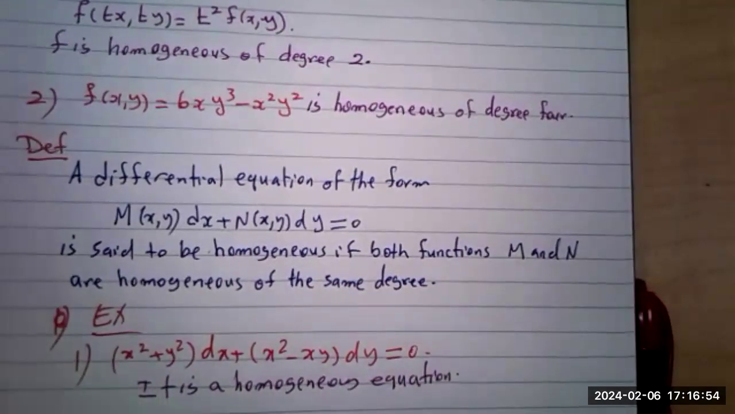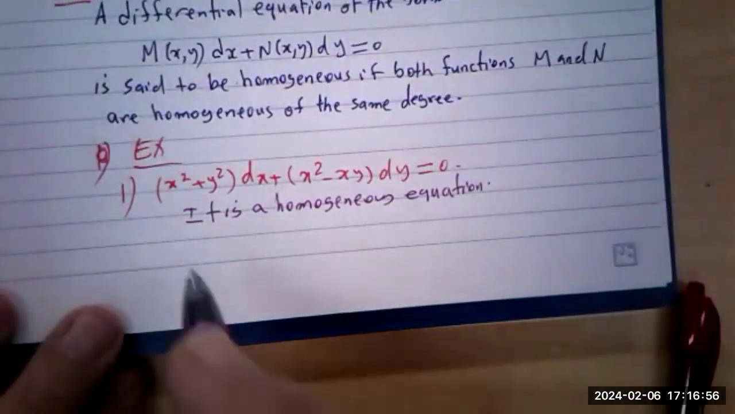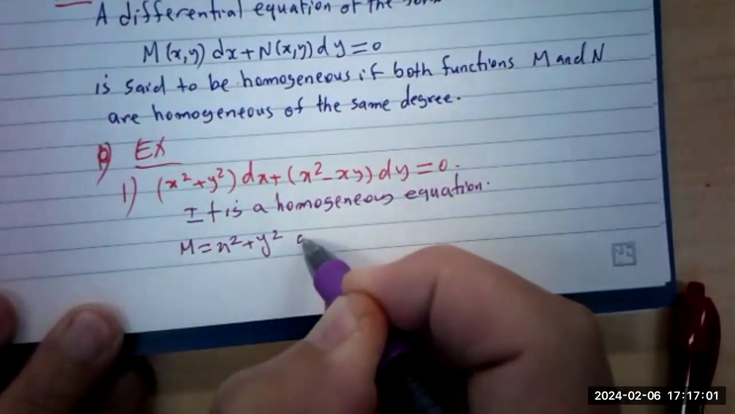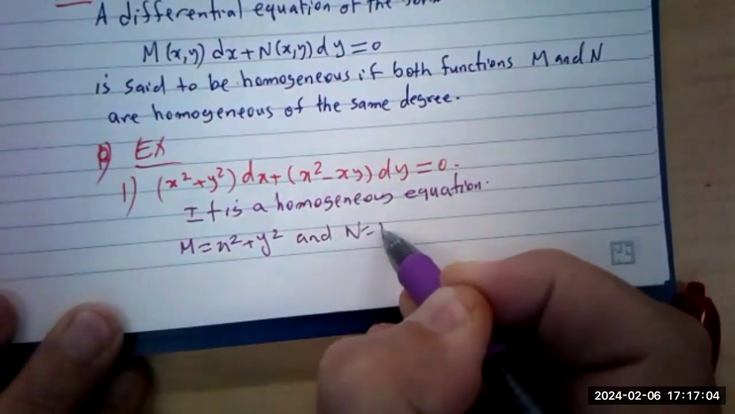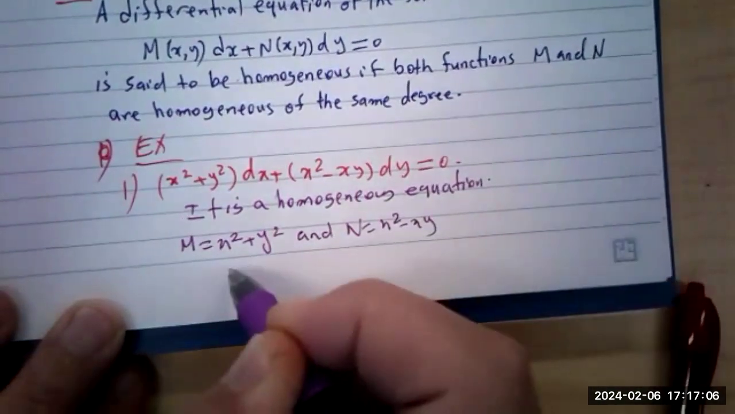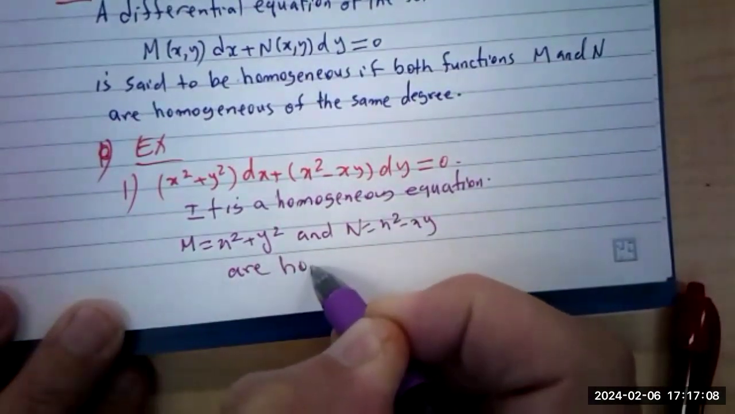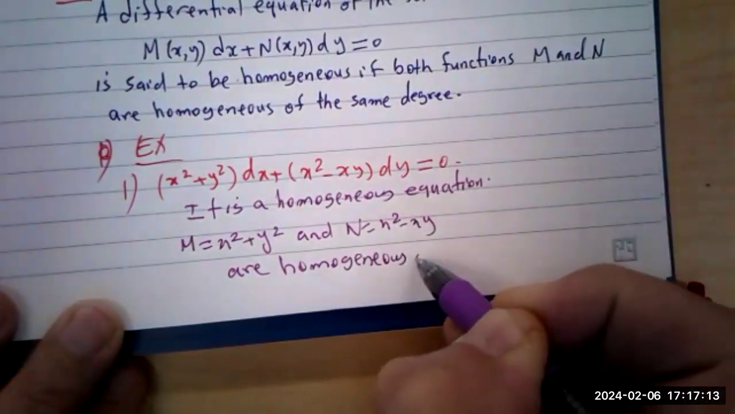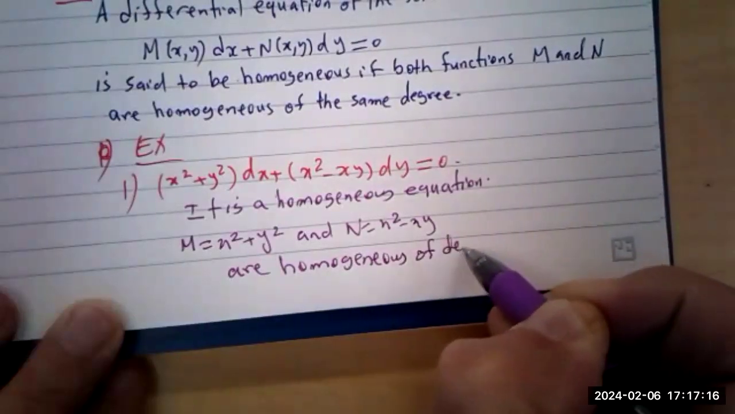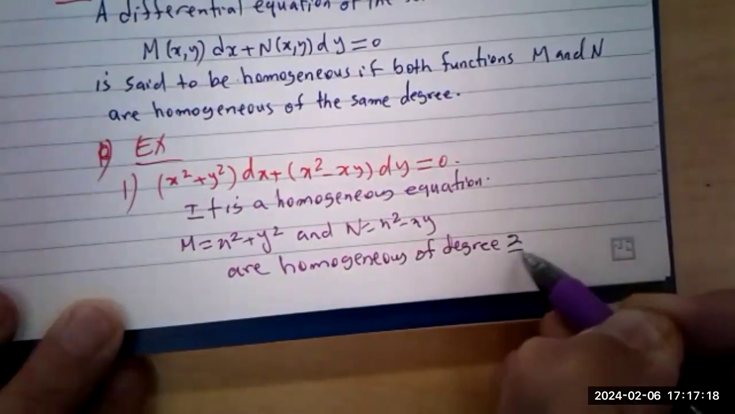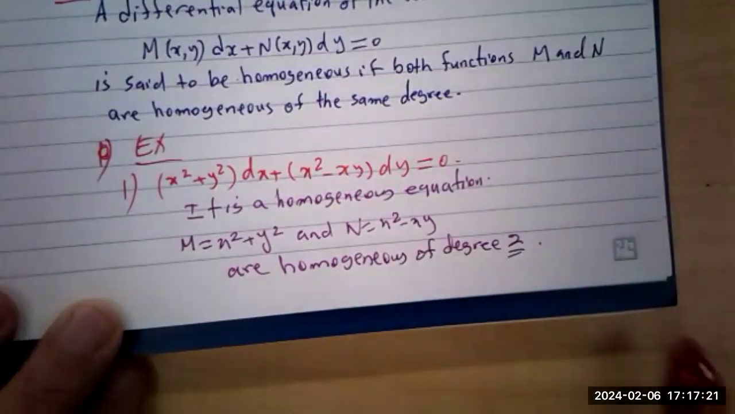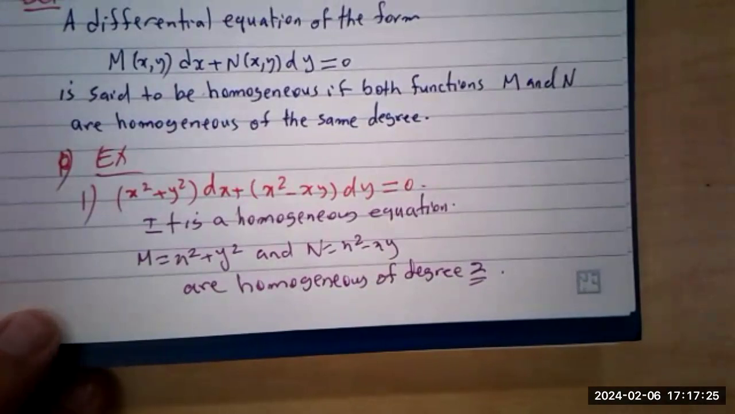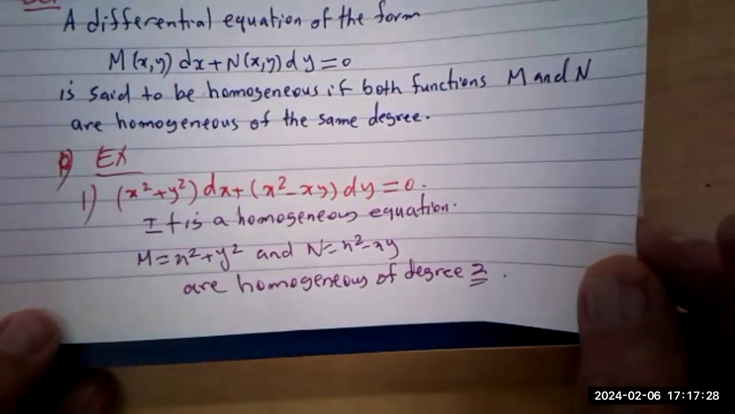If you like, you don't have to, but I'll just explain it for you. M equal to x squared plus y squared, and N equal to x squared minus xy are homogeneous, just for your information, of degree 2, the same degree. So quickly be able to identify it. Any question? Let me give you another one.